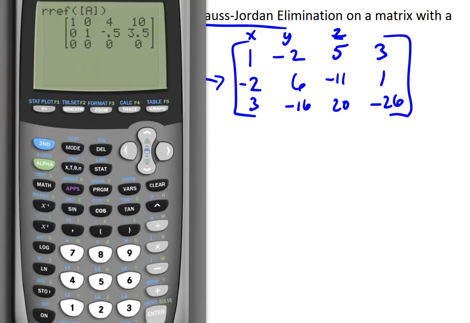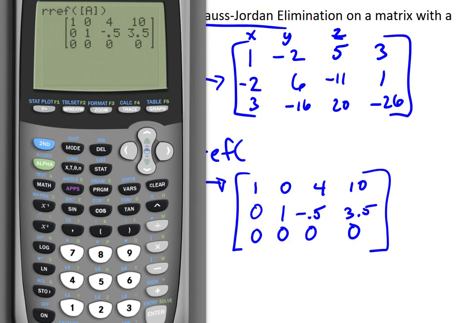Alright, I went ahead and typed our augmented matrix into the calculator and then went through the steps to perform the RREF, reduced row echelon form function on it. And as you can see on the screen, it spit out a matrix in that form. Now, you'll notice something interesting. It has the ones on the main diagonal except for this last row. You'll observe that the last row contains only zeros.